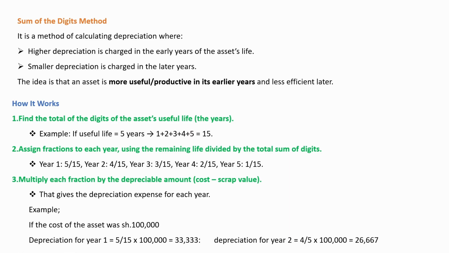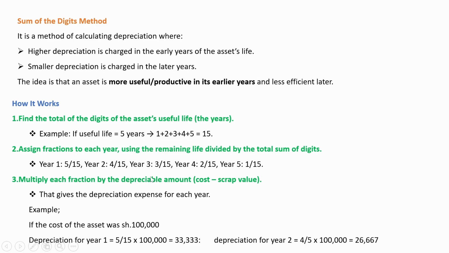Step 2. Assign fractions to each year using the remaining life divided by the total sum of digits. So when you go to year 1, what is the remaining life in terms of years? The asset has 5 years to go. So take that 5, divide it by the sum of the digits. When you go to year 2, how many years are remaining? 4. So take that 4, divide by 15, the sum of the digits.